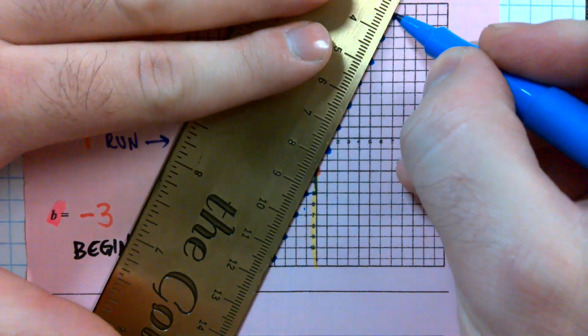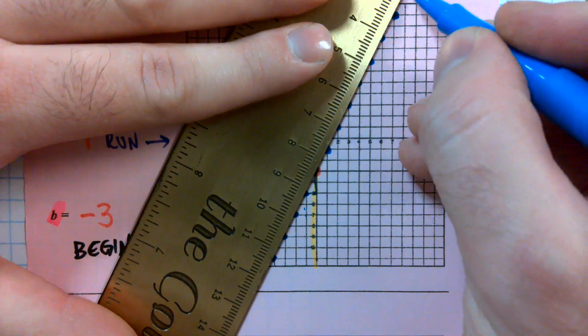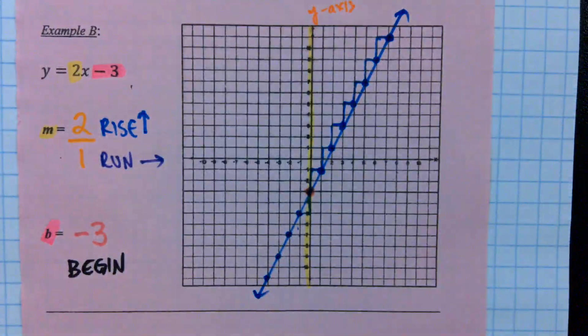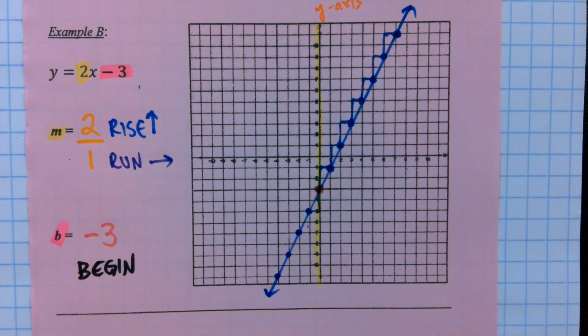I'm going to connect that first point to my last point, making sure I'm going through all the ones in the middle. And there I've got a nice, precise 2x minus 3 on my graph. Okay?